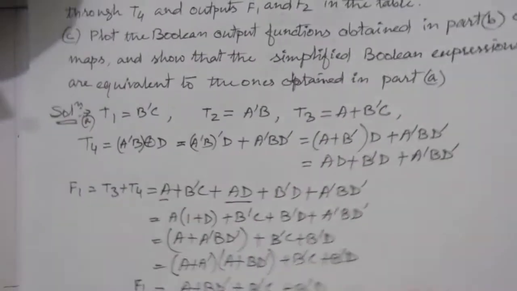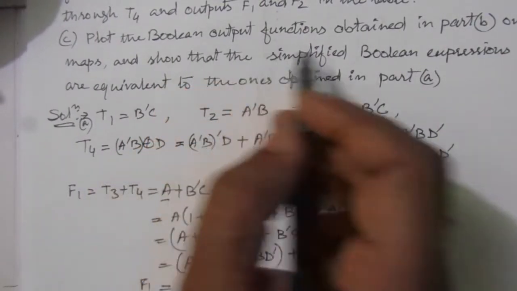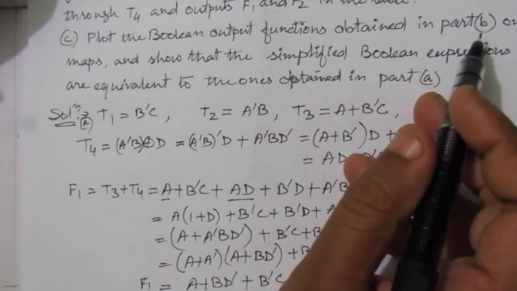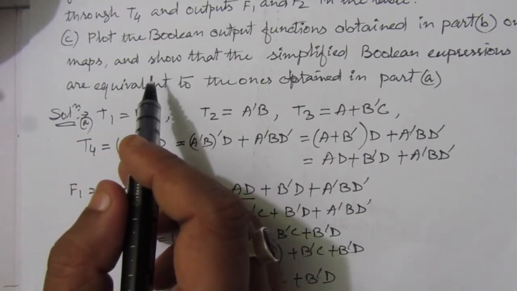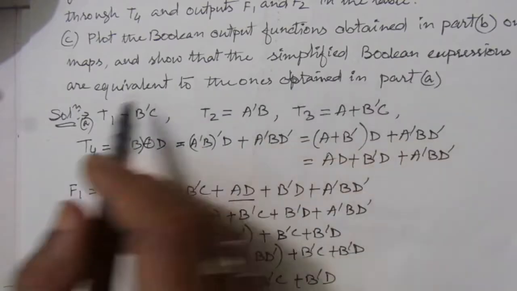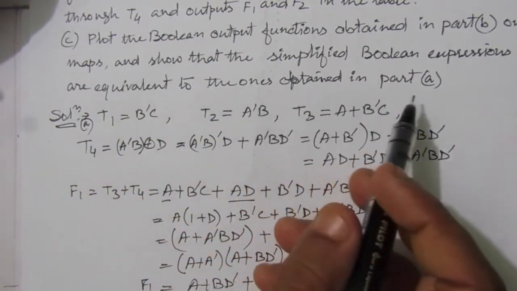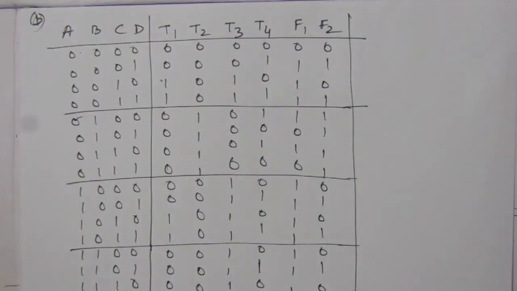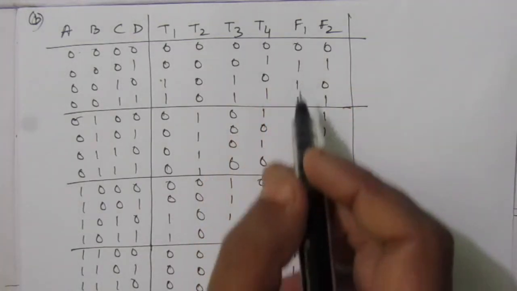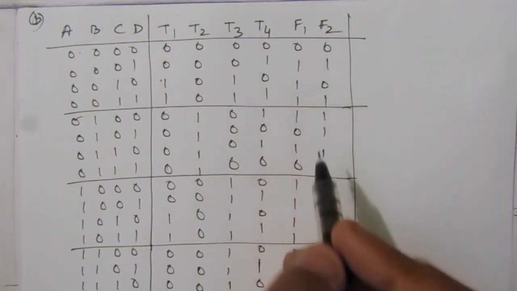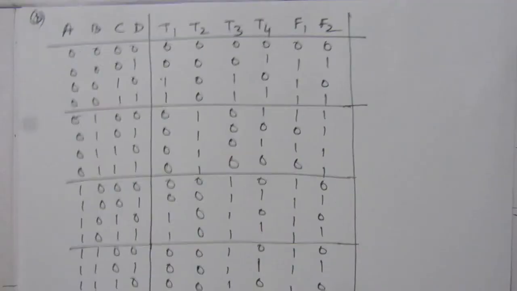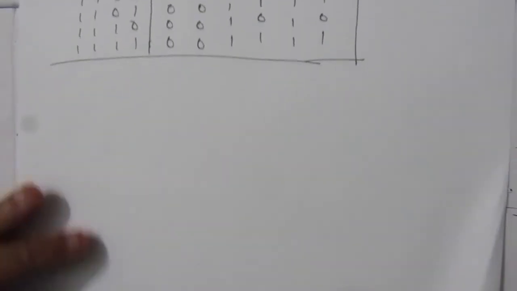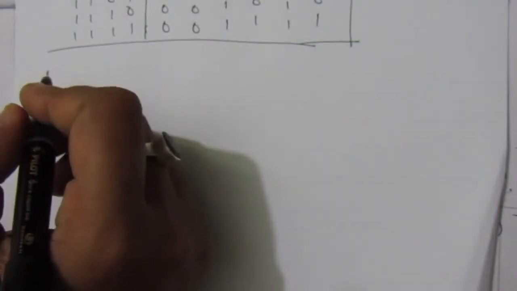So in the third part, we have to plot the Boolean output functions obtained in part B on maps. That means we have to use a 4 variable map, and we have to show that the simplified Boolean expressions are equivalent to the ones obtained in A. Now we have to use K maps for plotting F1 and F2, find the Boolean expressions, and compare them with part A. Now in part C, we have to make the K maps for F1 and F2.